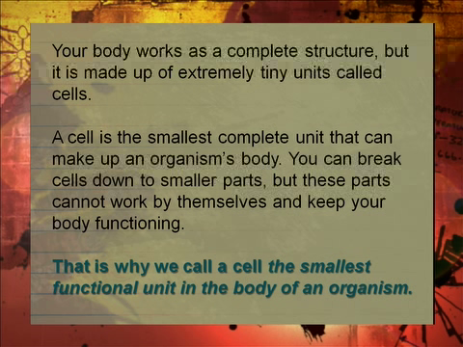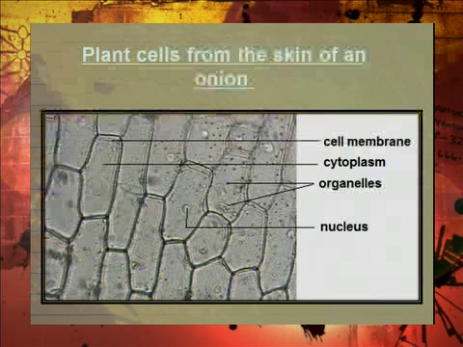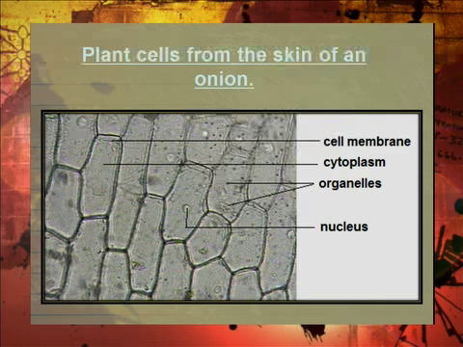And we said that you can break the cells down into small parts, but they cannot work by themselves, and they certainly cannot keep your body functioning. And that is why we're able to say that the cell is the smallest functional unit in the body of an organism. Now let's have a look at some real cells, not diagrams of cells.